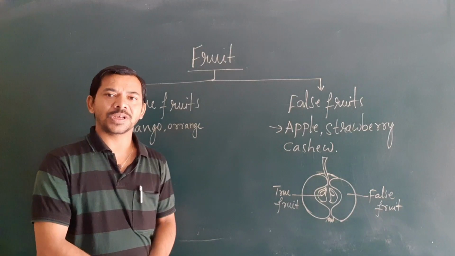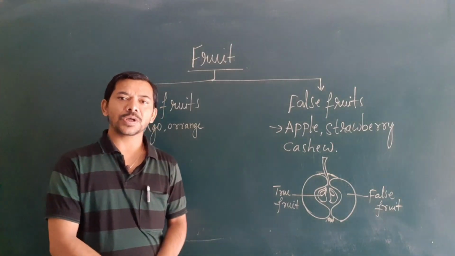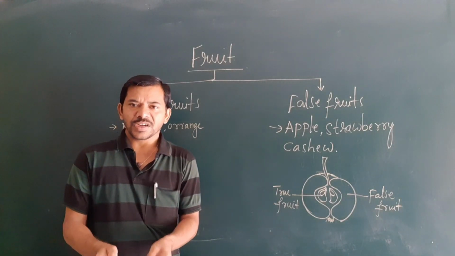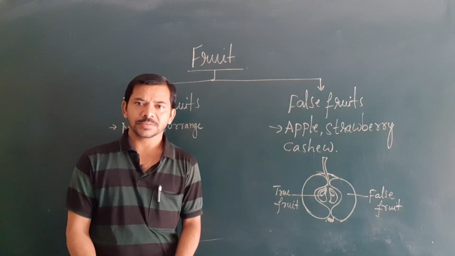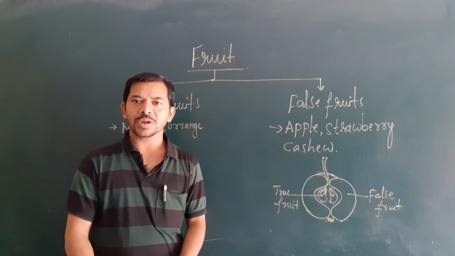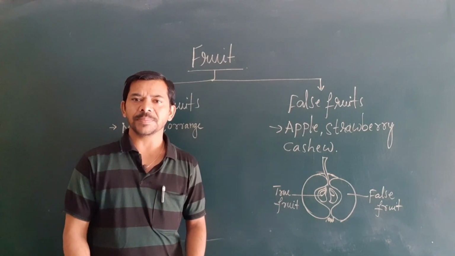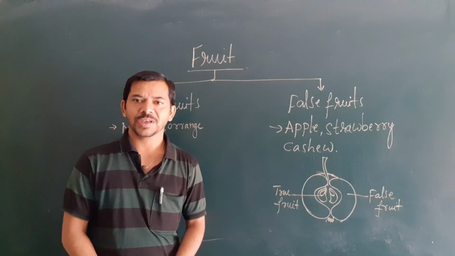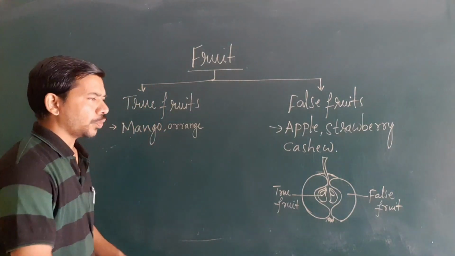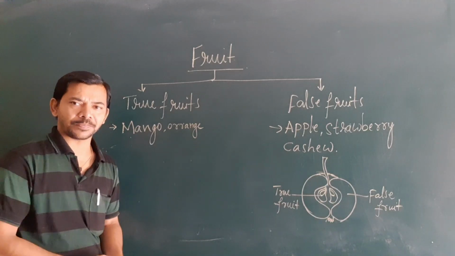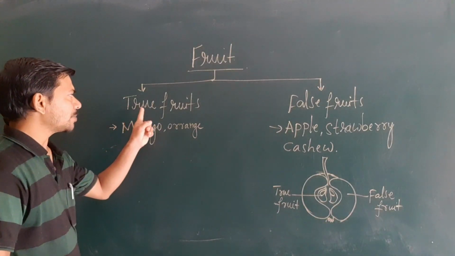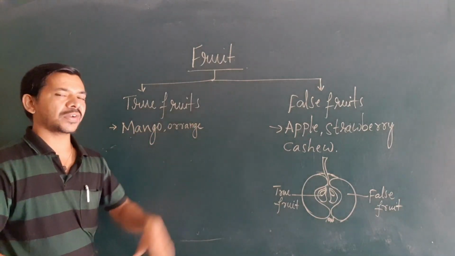We are studying about fruits, and as we all know, after fertilization in the ovule, all other accessory parts degenerate and fall off, and the ovary develops into a fruit. What are the types of fruits? True fruits and false fruits.